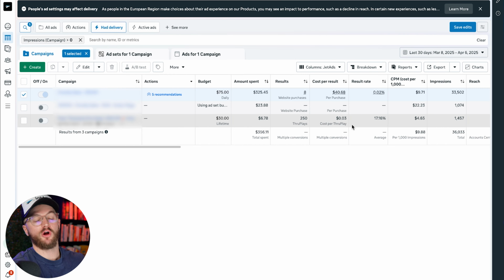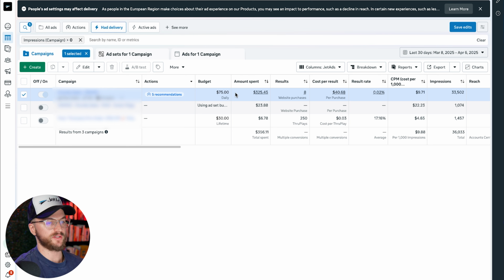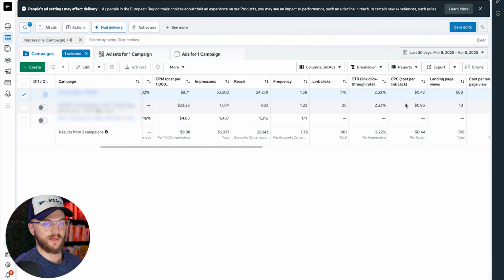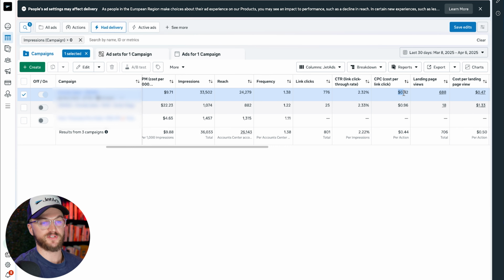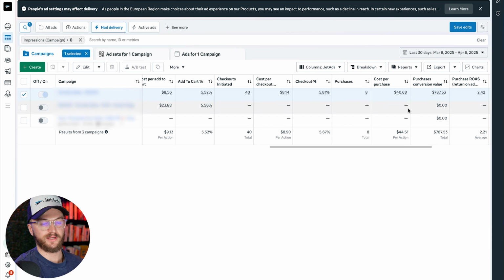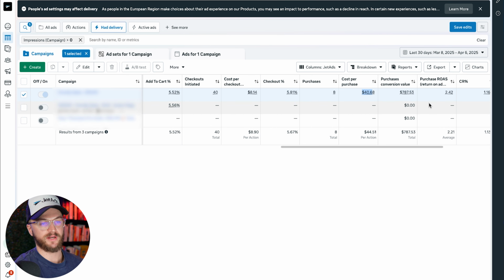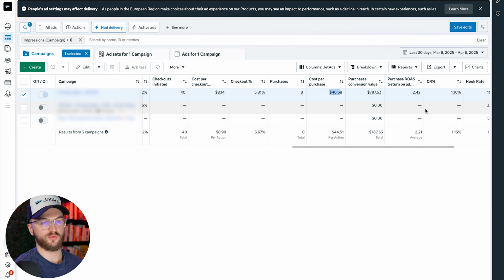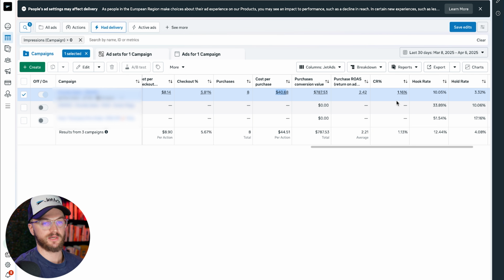Okay, another example here on the lower end. This is a brand new brand that just started advertising very recently. And you can see they spent $75 on this campaign right here to generate $325. They've generated 8 sales right here. And if we go across, we can see they have a 2.37 click-through rate, so a much stronger click-through rate. And they also have a $0.42 cost per click. And that's resulting for them in a total cost of purchase of $40 and about 8 sales so far at $787 with a 2.42 ROAS and a 1.16 conversion rate.